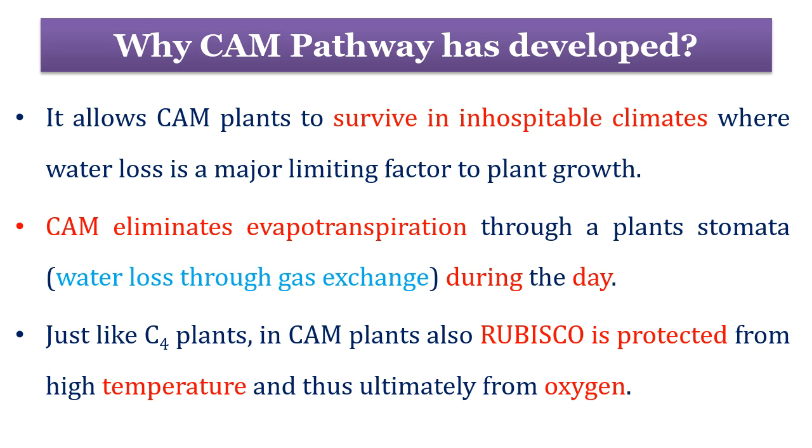Just like C4 plants, in CAM plants also RUBISCO is protected from high temperature and ultimately from oxygen. So this means that in CAM plants the RUBISCO enzyme doesn't undergo a photorespiratory process, so it is protected from oxygen.